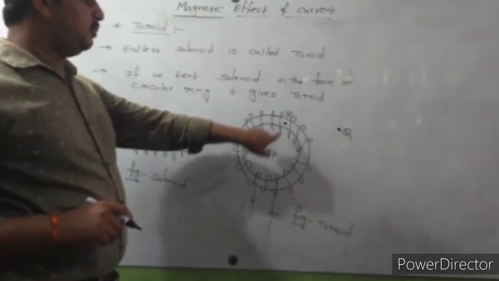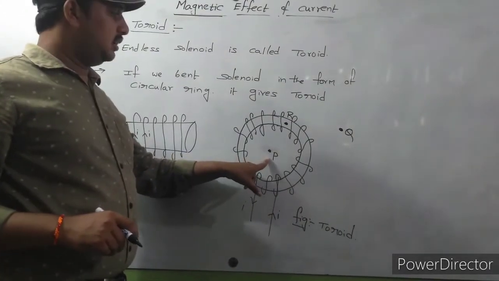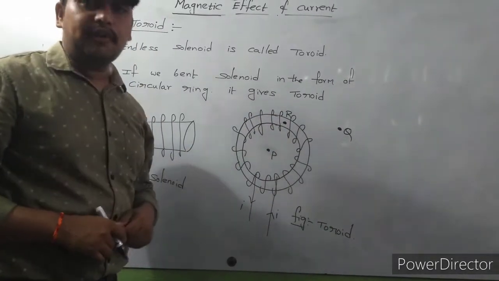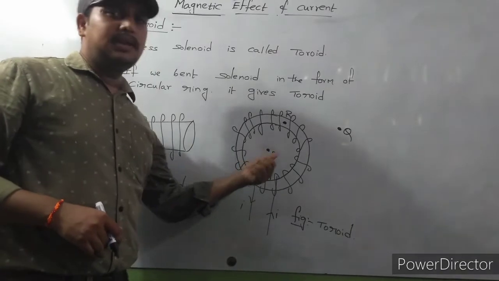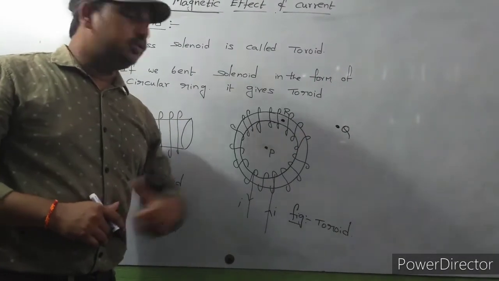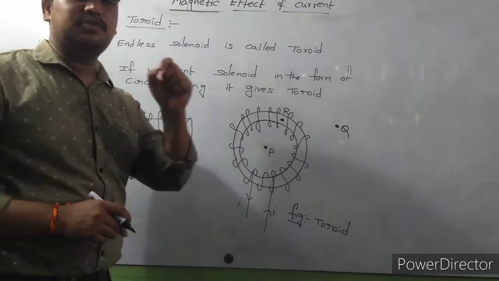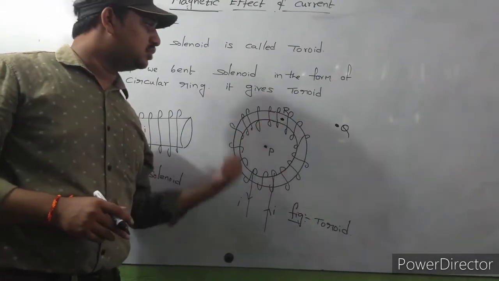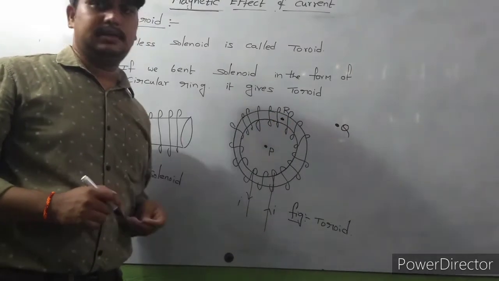Here I consider 3 points. One is inside, Q is outside, and R is on the toroid. We need to find the magnetic field at point P, the magnetic field at point Q, and the magnetic field at point R due to this toroid. Please observe carefully. Now I will find the magnetic field due to this toroid at each and every point.